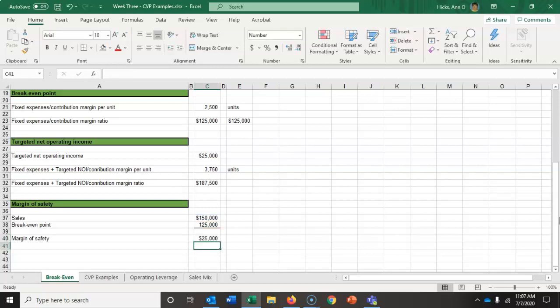This can be very useful because it tells us, in essence, what cushion we have, how much our sales could drop before we go into a loss mode. So it can be a very useful piece of information to know what that margin of safety is.